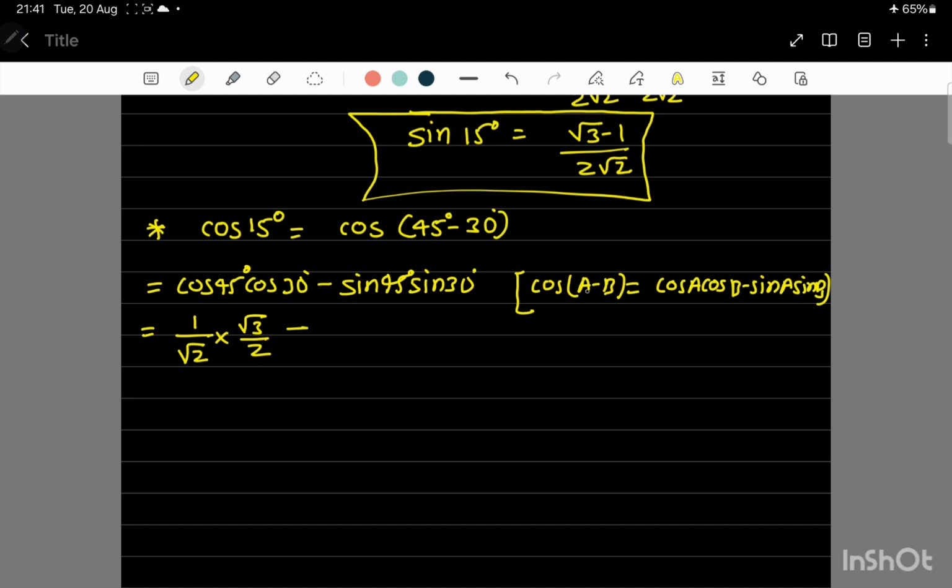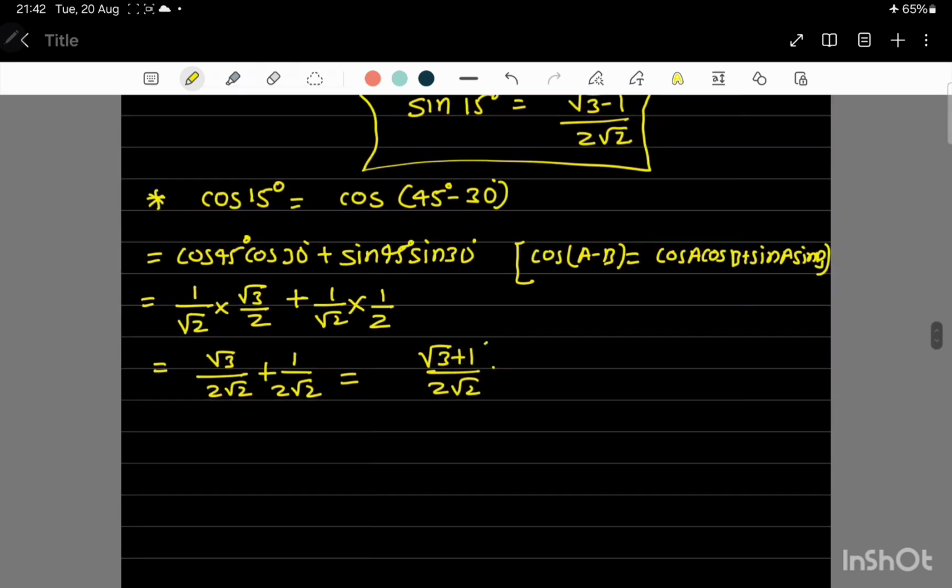So the formula of cos A minus B is cos A cos B plus sin A sin B. So this value is plus, not negative. So 1 by root 2 into root 3 by 2 plus sin 45 degree is 1 by root 2 and sin 30 degree is 1 by 2. So we can write here root 3 by 2 root 2 plus 1 by 2 root 2, that is equal to root 3 plus 1 by 2 root 2. So cos 15 degree equal to root 3 plus 1 by 2 root 2.